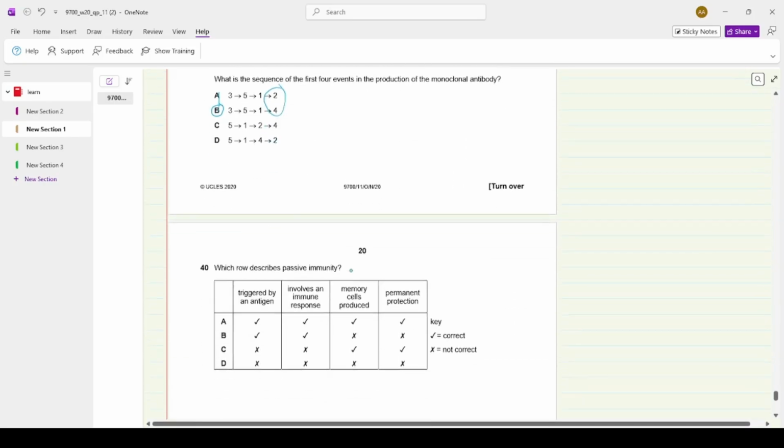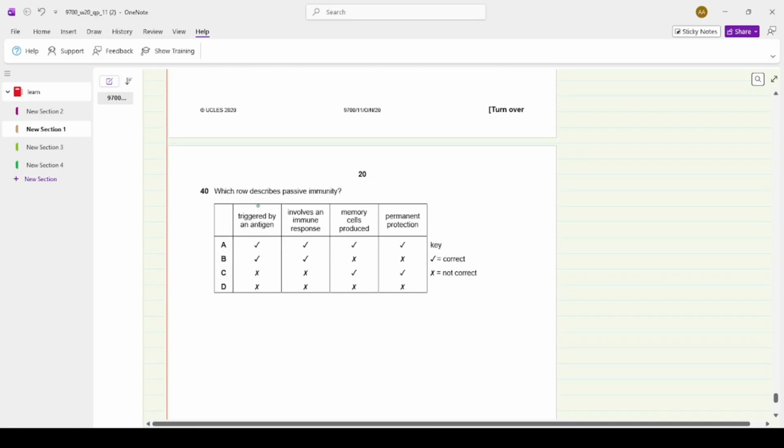Okay, lastly, number 40. Which row describes passive immunity triggered by the antigen? No, that would be active. Involves the immune response? Again, no, because here you are receiving already made antibodies. Memory cells are produced? Not really. Again, this is just for active immunity. Permanent protection? No, this is also wrong. So all of them are crosses, and from this table the one that is having crosses is D. So number 40, the answer was D.